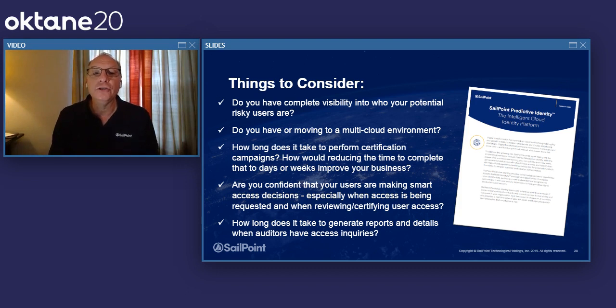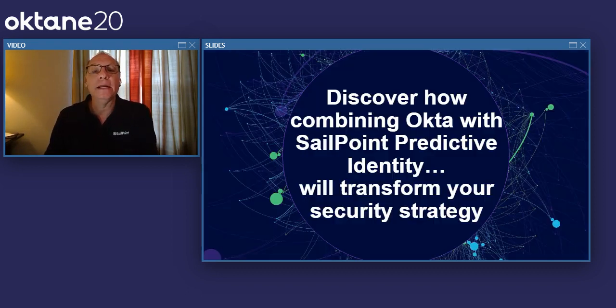Are you confident that your users are making smart access decisions, right? Back to that rubber stamping for certifying or approving access requests. What about when somebody leaves the organization? Do you have the ability from a lifecycle management standpoint to deprovision all that access? I can't tell you how many people I speak to that say, when somebody leaves the organization, I think we got all the applications that they had access to, but I'm not exactly sure. Well, that's a real challenge. That's a real security gap. And how long does it take you to generate reports to truly be in compliance?